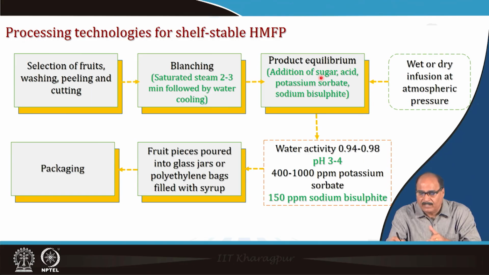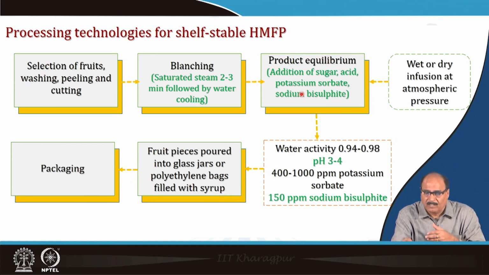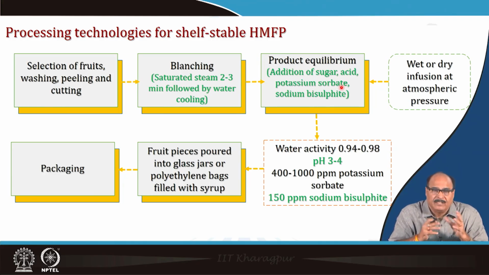So, finally, after the product equilibrium time is allowed and the conditions are properly maintained, the water activity becomes in the range of maybe 0.94 to 0.98. Accordingly, one can use the formula I gave you earlier. By this one can calculate how much sugar and how much potassium sorbate and other additives might be required to get the desired water activity, if you know the initial water activity of the material, or the amount of water present, mole fractions of water, etc. Then finally, the water activity is in the range of 0.94 to 0.98, pH 3 to 4. Then 400 to 1000 ppm of potassium sorbate, or 100 ppm sodium bisulfite.